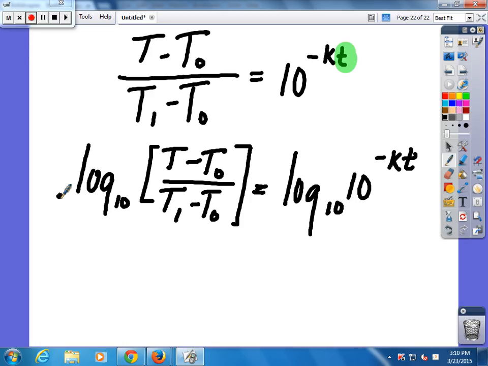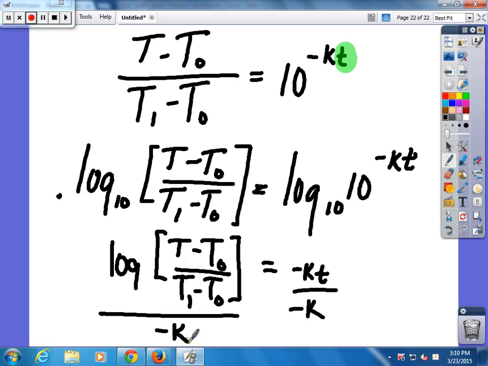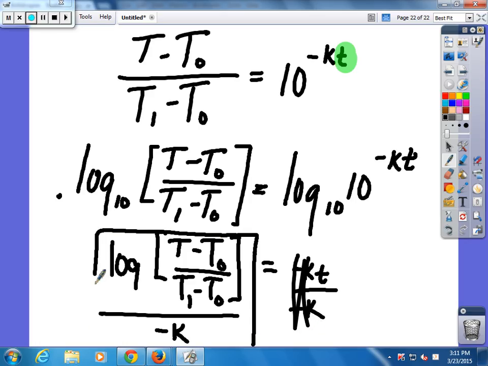So since I took the log of this guy, this right here turns to negative k times t, and this turns to all this. Log base 10 of T minus T sub 0 over T sub 1 minus T sub 0 is equal to negative kt. And now how do you get rid of multiplying by negative k? Divide by negative k. That's right, class. So t is equal to what? All that trash.